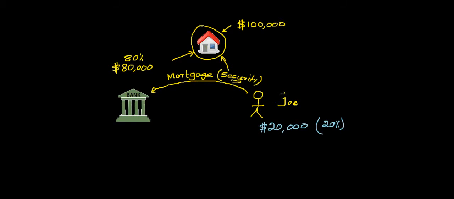So in this case, who's the mortgagor? Joe in this case is the mortgagor. Let me write, this is the mortgagor. And who's the mortgagee here? The bank is the mortgagee, who is receiving the mortgage, and the one giving the mortgage is the person who's borrowing the money.